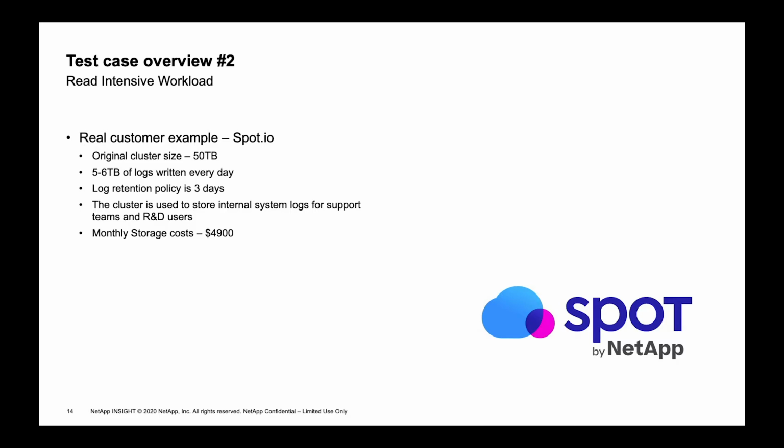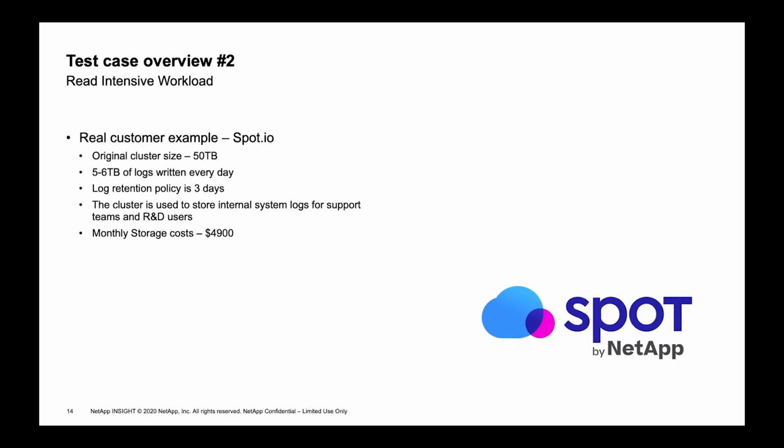So we migrated the Elastic environment from cloud-native EBS GP2 storage into CVO. Their cluster is a write-intensive cluster, which have about 50 terabytes of data, and their different microservices are writing 5 to 6 terabytes of logs every day. The log retention policy is 3 days and is used mainly for internal support teams and R&D troubleshooting. The storage cost is about $4,900 monthly.